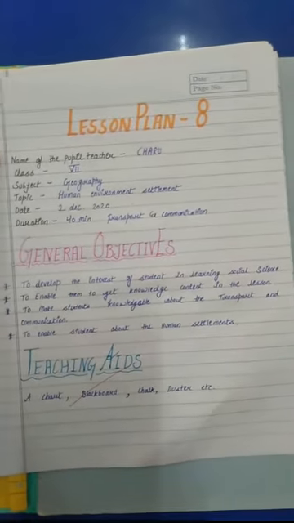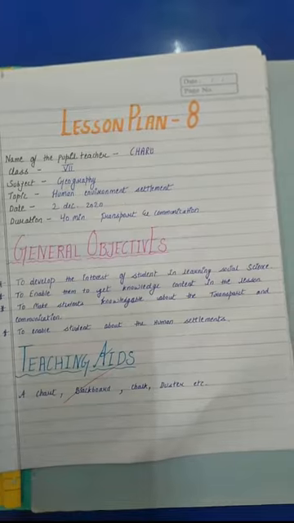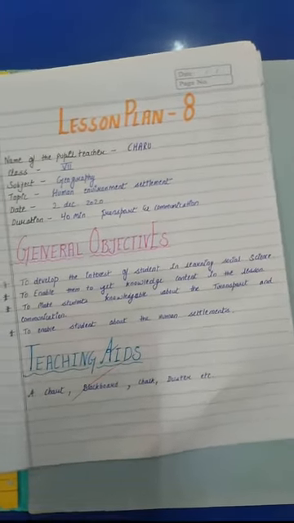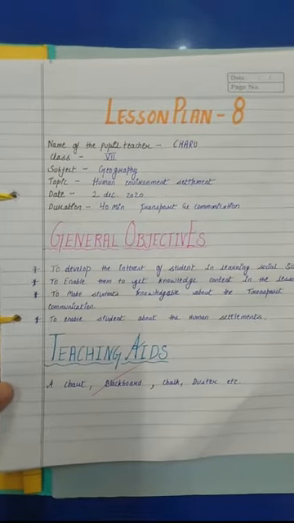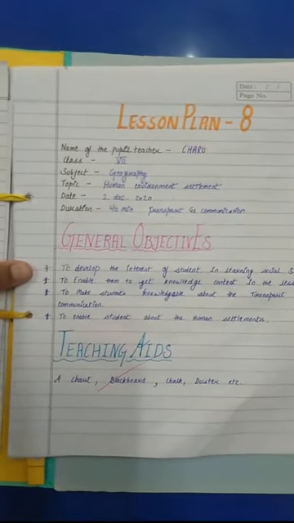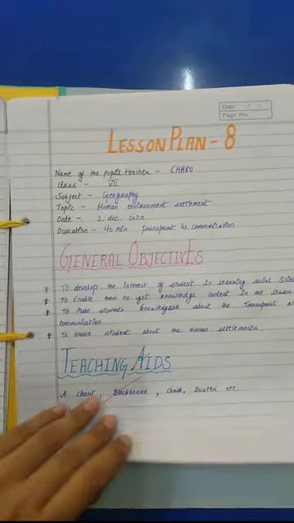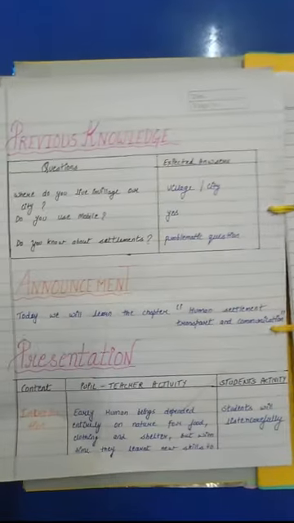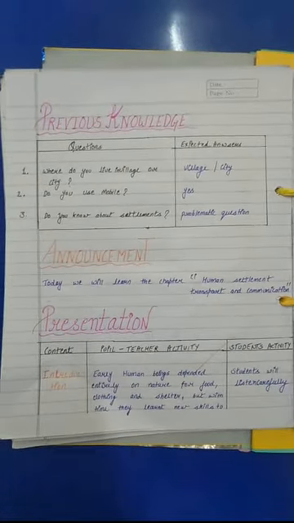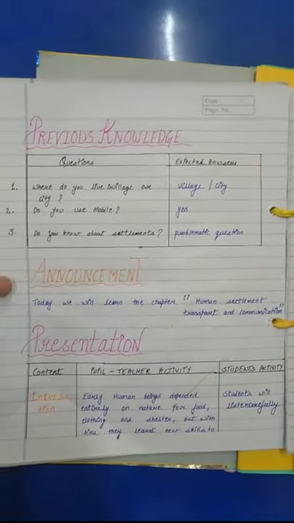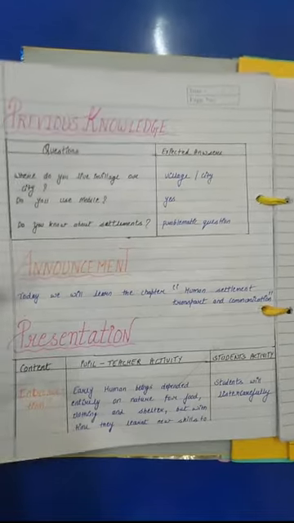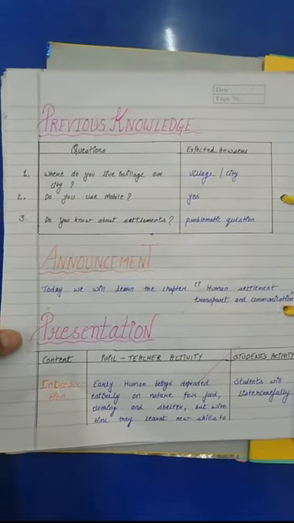Same thing, we have to mention the name of the pupil teacher, class, subject, all these things which have been mentioned earlier also. Then general objectives, teaching aids, previous knowledge and announcement. After that, presentation.